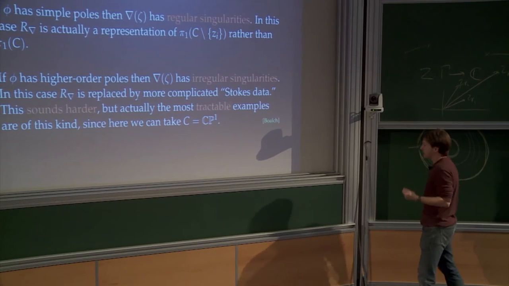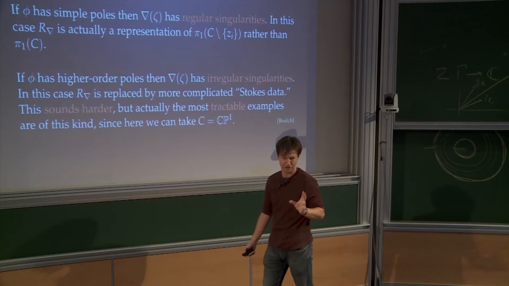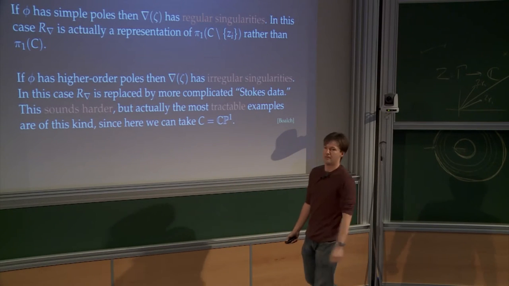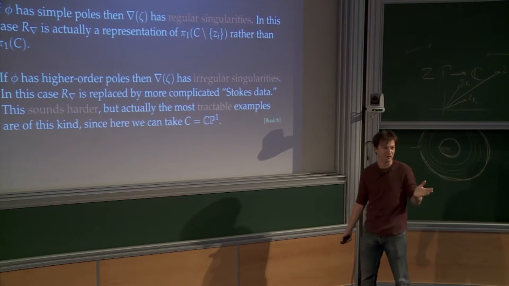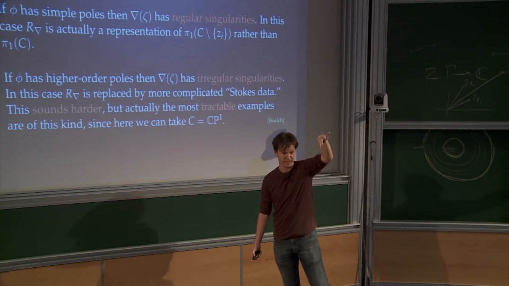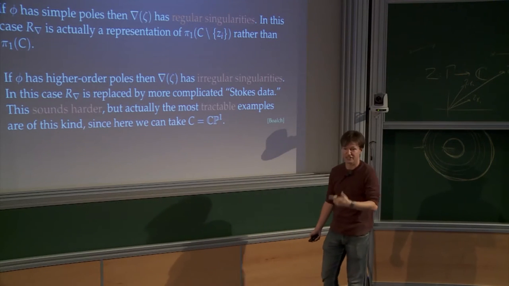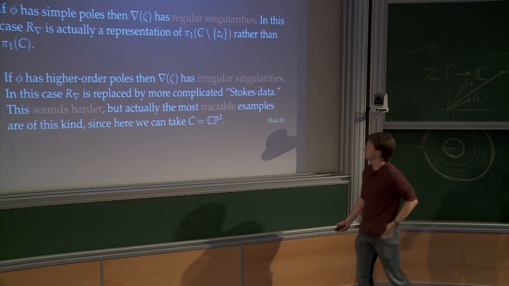So this kind of example sounds harder. But actually, it turns out that the most tractable examples are this kind of example, because here you can get something non-trivial even if you take the curve to be CP1. In fact, you can take CP1 with just a single singularity. Then the monodromy representation would be absolutely trivial, but nevertheless, you can get something interesting here. Okay.